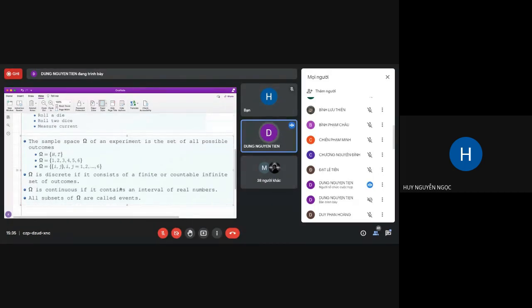All right, now all subsets of a sample space are called events. So you are given a sample space, which is a set of all possible outcomes, and you consider all the subsets of the sample space, which means that a subset is a set of some, not all, just some possible outcomes. A subset is just a set of some possible outcomes, and that set is called an event. Okay.